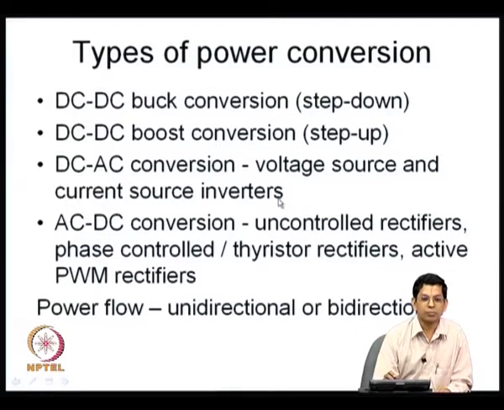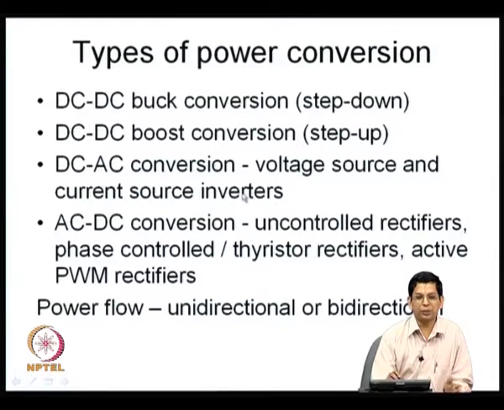Then DC may be available and you need AC, as I was pointing out earlier. So, you need DC to AC conversion too, and you have these voltage source inverter and current source inverter. These are all power electronic circuits or power electronic converters which try to give you a DC to AC conversion, which make available an AC voltage or current for your loads as they require.